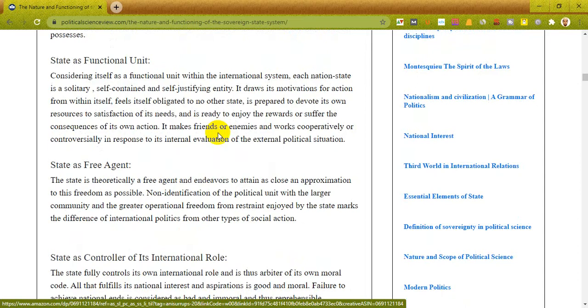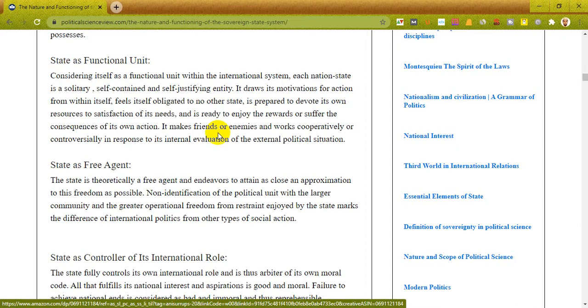State as functional unit. Considering itself as a functional unit within the international system, each nation-state is a solitary, self-contained, and self-justifying entity. It draws its motivations for action from within itself, feels itself obligated to no other state, is prepared to devote its own resources to satisfaction of its needs, and is ready to enjoy the rewards or suffer the consequences of its own action. It makes friends or enemies and works cooperatively or controversially in response to its internal evaluation of the external political situation.